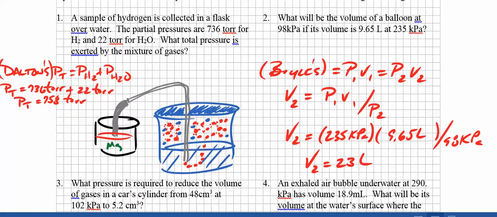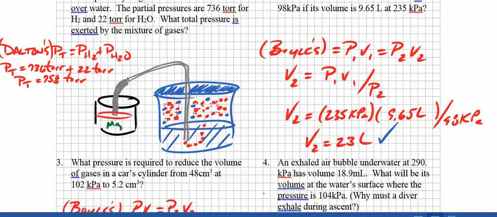We have 235 kilopascals times 9.65 liters divided by 98 kilopascals. To the correct number of significant digits, when we do that multiplication and then division, we get 23 liters. Number 2 is 23 liters. So that'll complete the second problem for us. Let's go on to number 3.